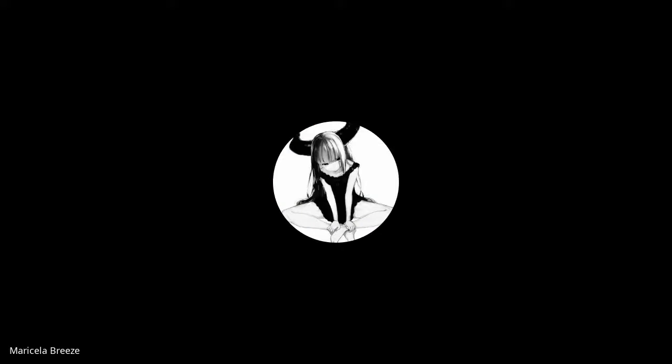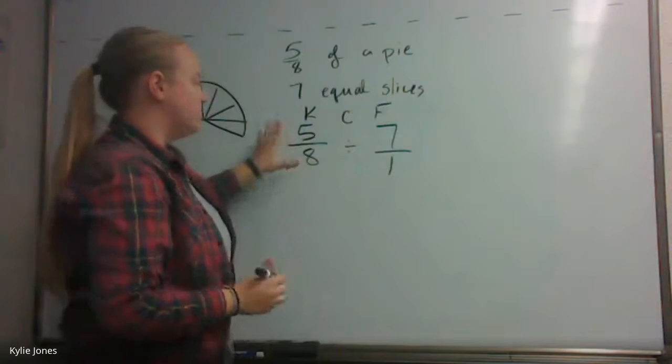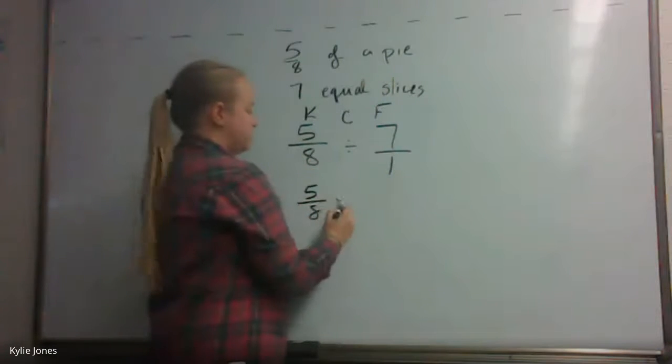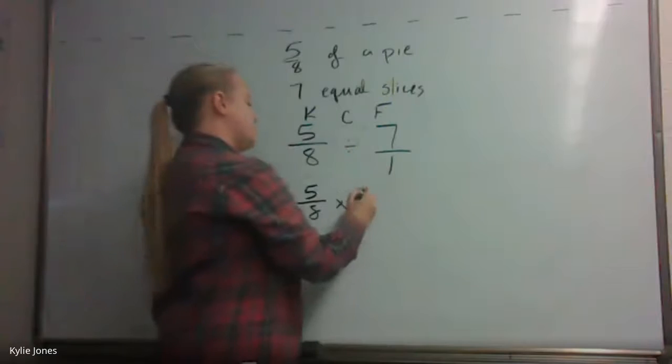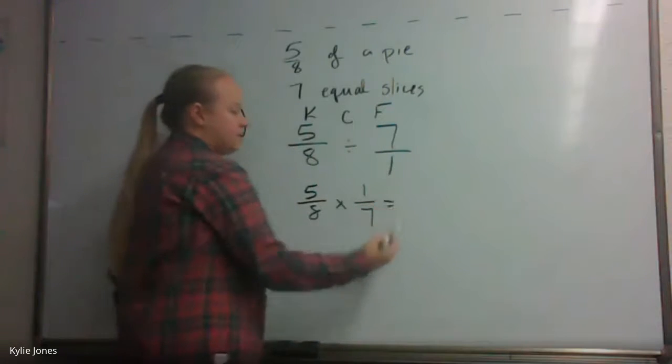Keep the 5 the same and make the division multiply. Okay, so we need to do our KCF. Keep, change, flip. So we keep 5/8 the same. We change division into multiplication. And we flip 7 over 1 to 1 over 7. And then we can multiply.